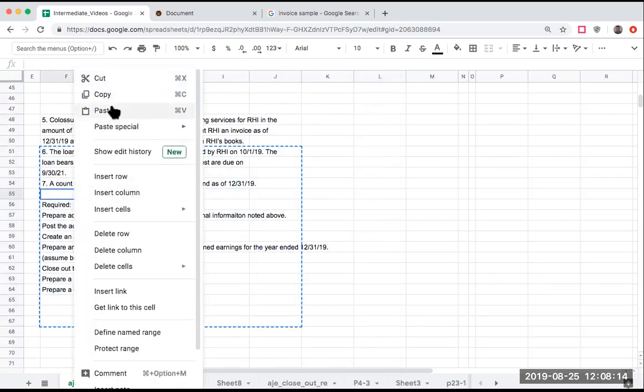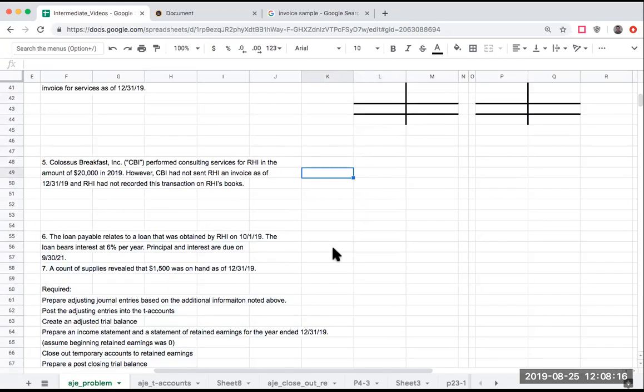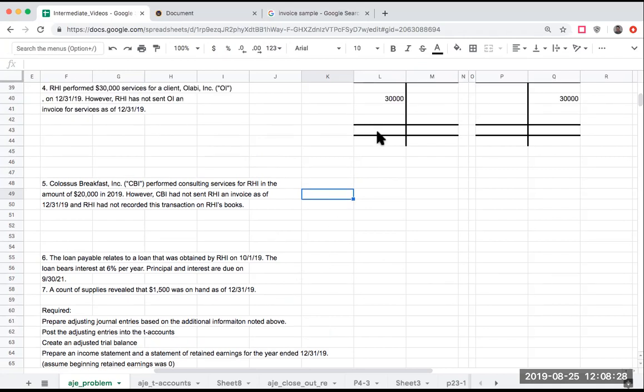Performed consulting services for RHI in the amount of $20,000 in 2019. However, they did not send us an invoice as of 12/31/19, and we had not recorded the transaction on our books. So this is the opposite of above. Okay, so right up here, Colossus Breakfast is performing services for us. So we're receiving the benefit of those services. Even though we have not paid for those services, we still need to record the expense.